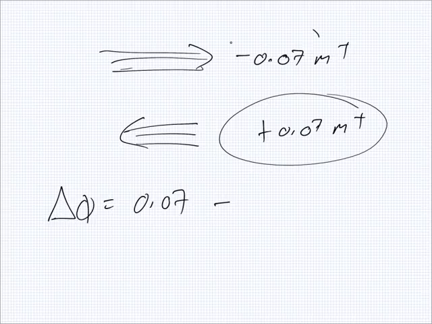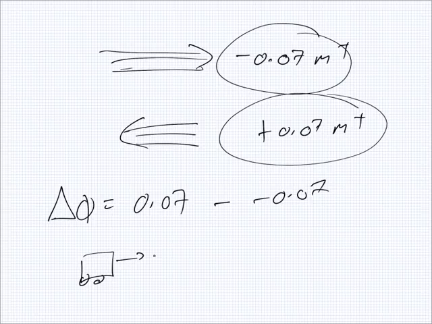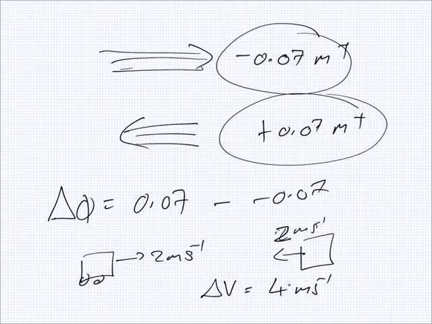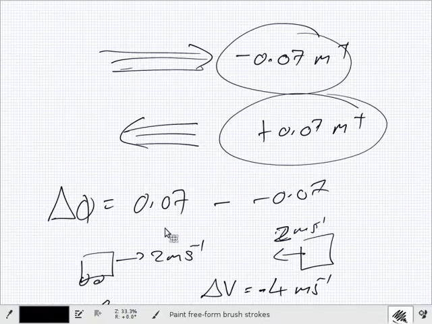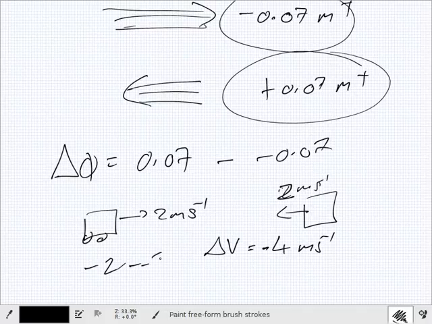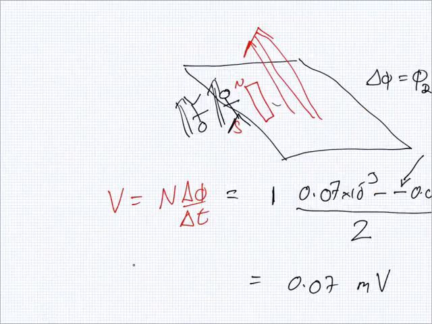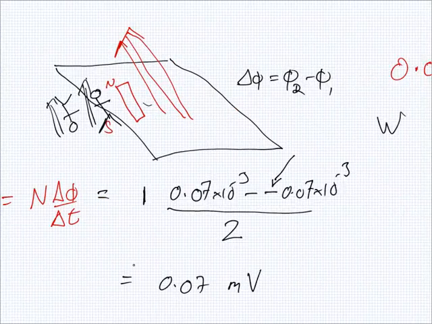minus this one. It's a bit like with the car, you know, if this was going 2 meters per second and then later it was going this way with 2 meters per second, the change is actually 4 meters per second because it's 2 minus minus 2. Or if you want, maybe I should really say minus 4. It's the same idea here. You're flipping the magnet around. So that's why the minus is there.